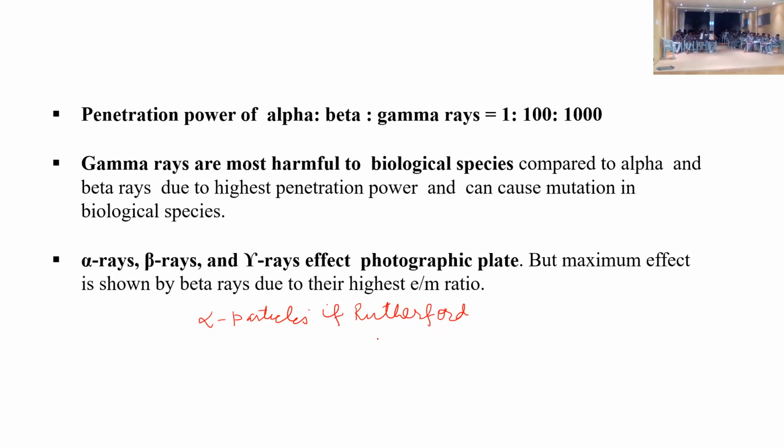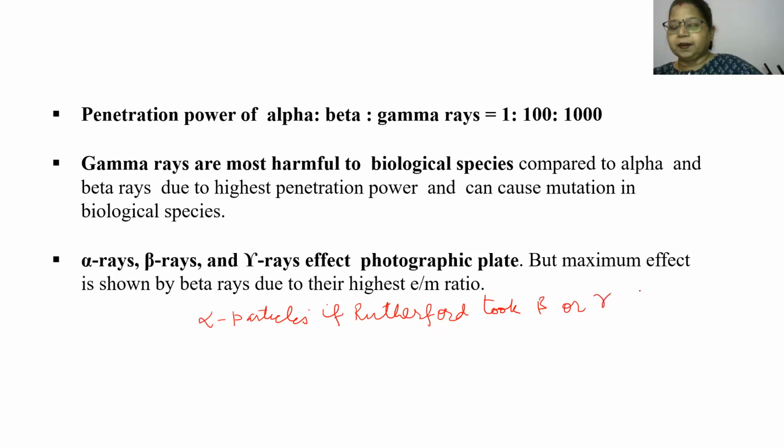Alpha particles, if instead of alpha particles Rutherford took beta particles or gamma particles, what would have been the results?